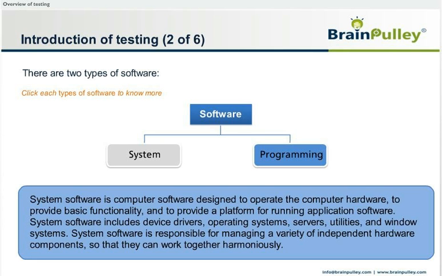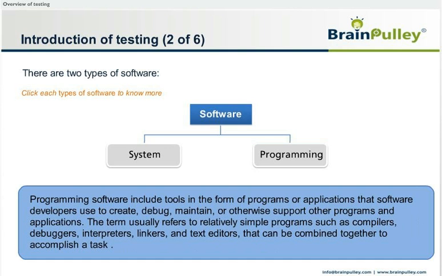Programming software includes tools in the form of programs or applications that software developers use to create, debug, maintain, or otherwise support other programs and applications. The term usually refers to relatively simple programs such as compilers, debuggers, interpreters, linkers, and text editors that can be combined together to accomplish a task. So remember that programming is only a small part of software engineering. We will discuss these phases in detail in software development lifecycle models.